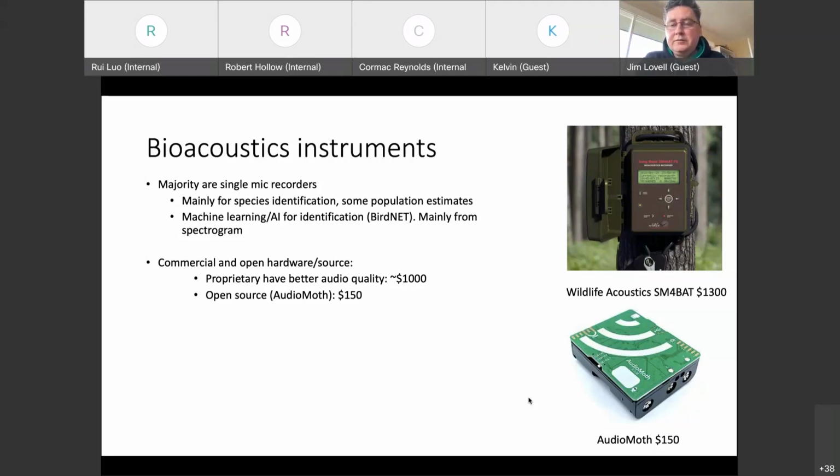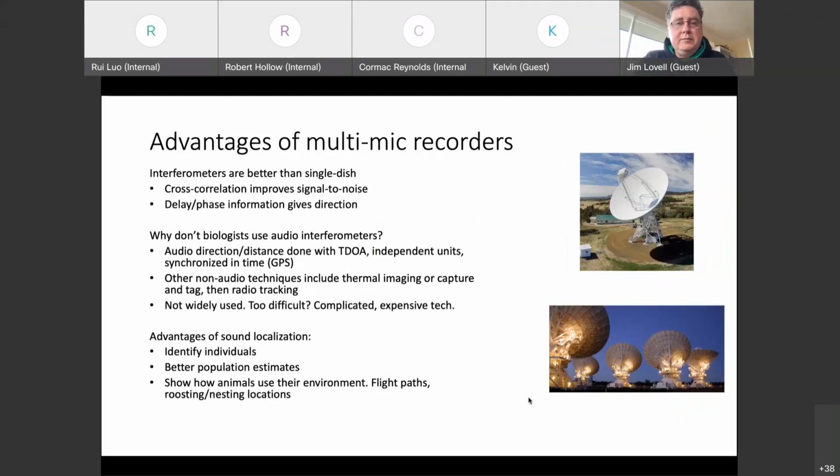They have a single microphone on a board, and you can pick up one of those online for about $150. So that's opened up a lot of research to organizations that don't have a lot of money or funding, and they've been using things like AudioMoths out there in the field, and putting out quite a lot of equipment. So that's the state of the art. But I was wondering why nobody does any multi-microphone recording, because you can do so much more if you use them as interferometers.